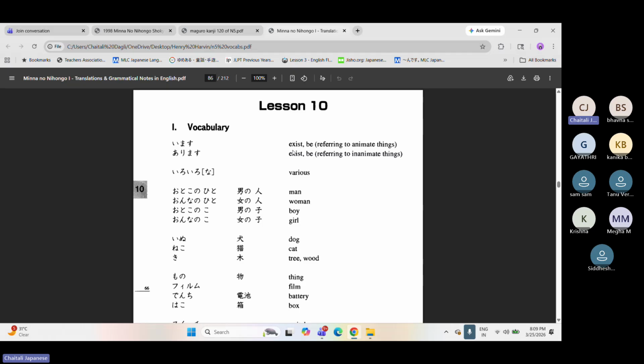Basically, animate is your living and non-living beings, everybody? Okay. So imasu exists for living beings and arimasu exists for non-living beings. Now, imasu and arimasu is like your base of your sentence patterns. Okay, ये आपका base है sentence pattern का. The more clearly you understand this concept, the more it will be easy for you to understand the sentence patterns. Okay.